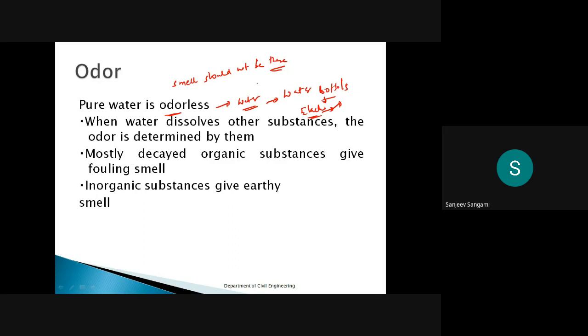When water dissolves other substances, the odor is determined by them. The most decayed organic substances give a foul smell.